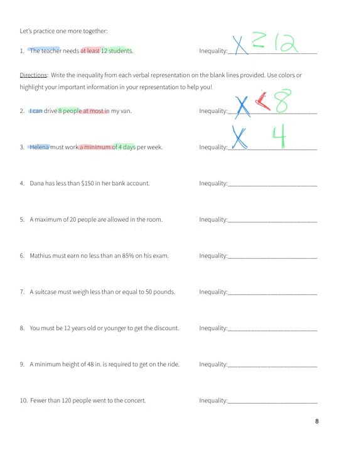So Helena must work a minimum of 4 days per week. So she could work 4 days, so we're going to use this symbol. Got that equal part. And then a minimum of 4 days. If we're saying a minimum of 4 days, that means she can work more than 4 days, but she can't work less. So that means that our variable has to be greater than or equal to 4.